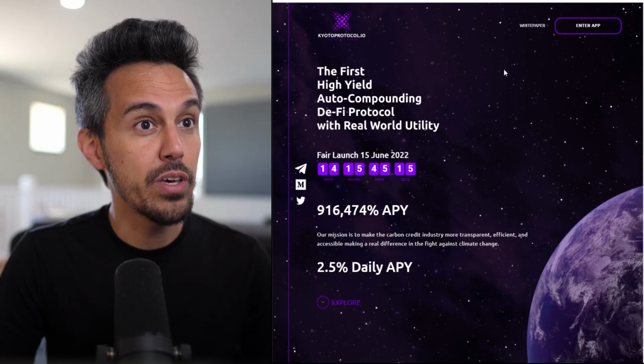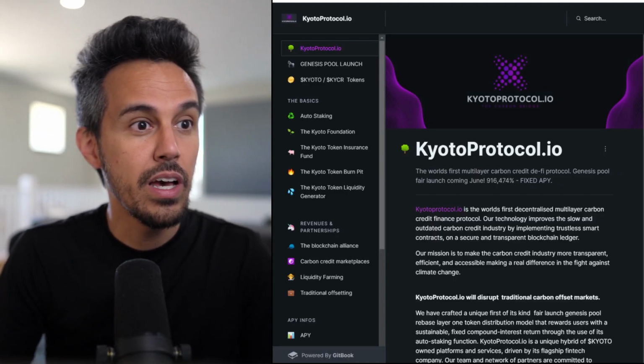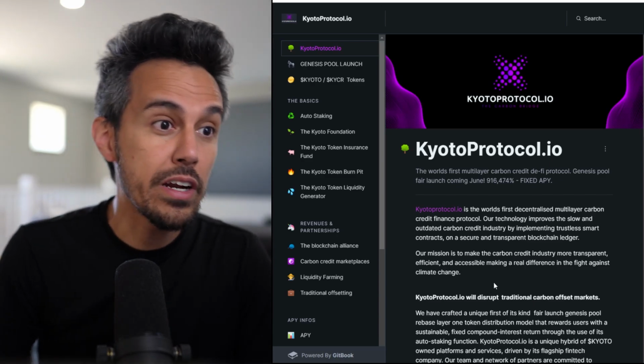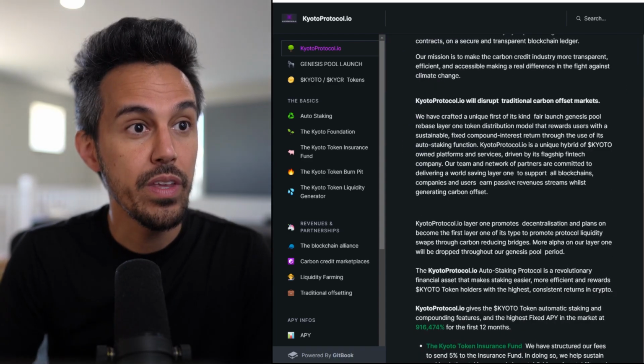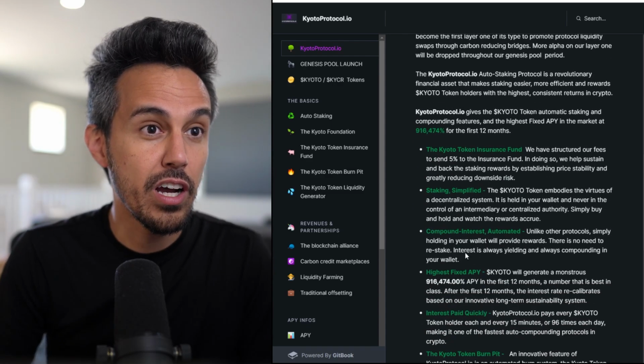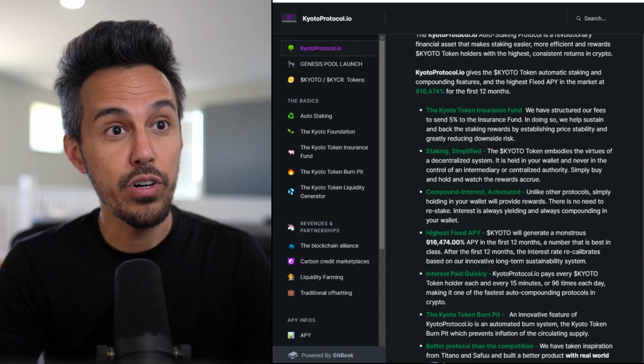But let's jump into their white paper. I think that's a good place to kind of jump into some of these things. So let's go. First, decentralized multilayer carbon credit financial pool. So they're here to disrupt traditional carbon offset markets. And they talk about here are the different features that they plan to have in the first 12 months.